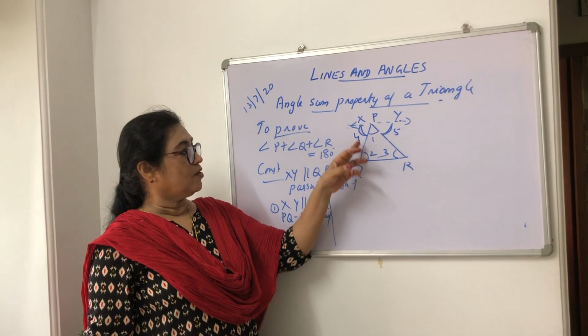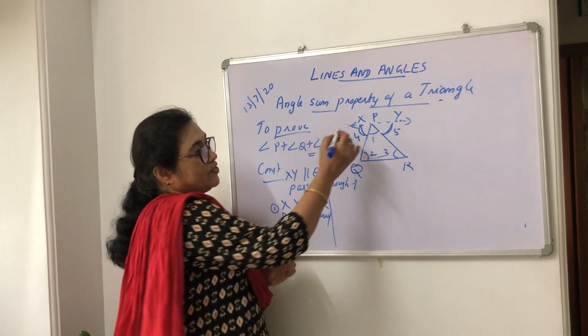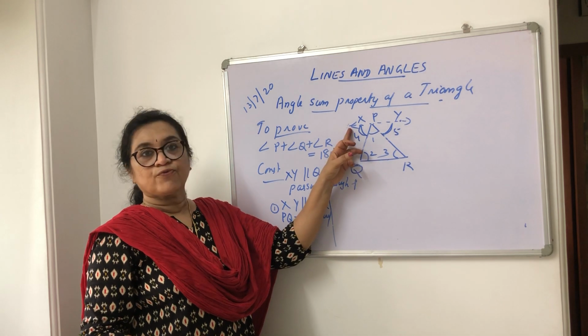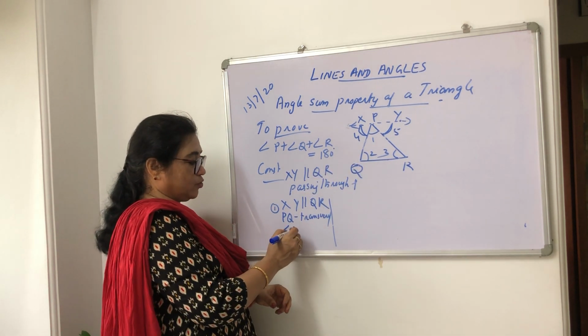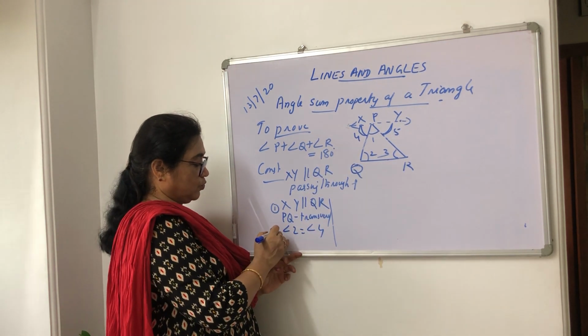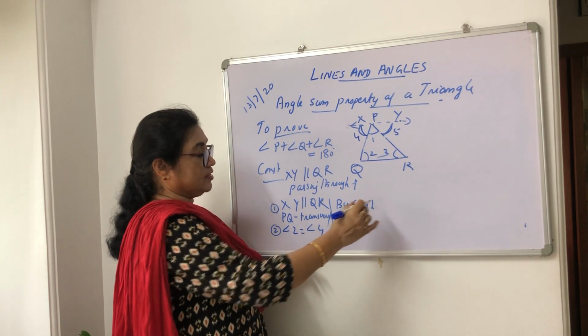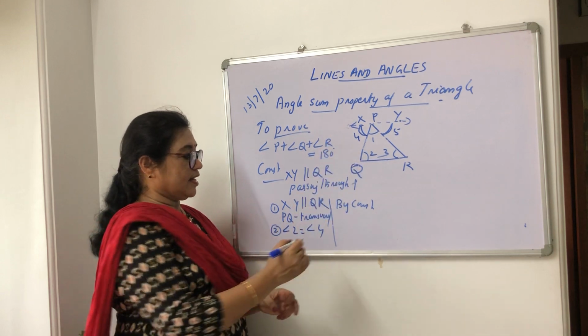Which are the alternate interior angles? You see, I am taking a Z like this. So 2 and 4 are equal. Angle 2 is equal to angle 4. Why? Because they are alternate interior angles.